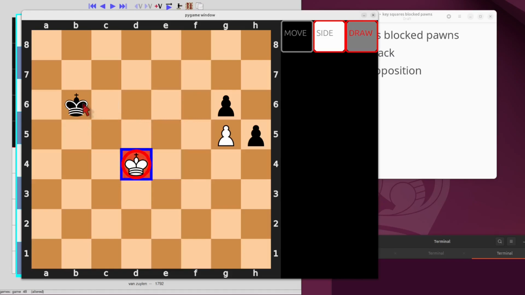Right, so actually that makes sense. Right, so you can't go to the C file, yeah, and if you went to D5, then black would come back and take the opposition against you. So I think it's pretty clear. So hope that little simulation is helpful.